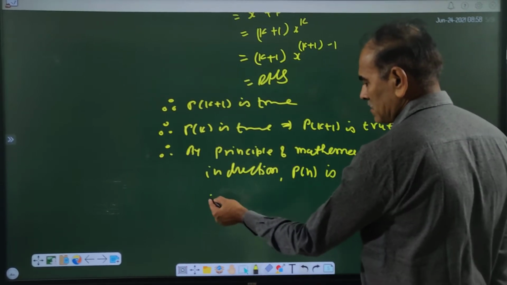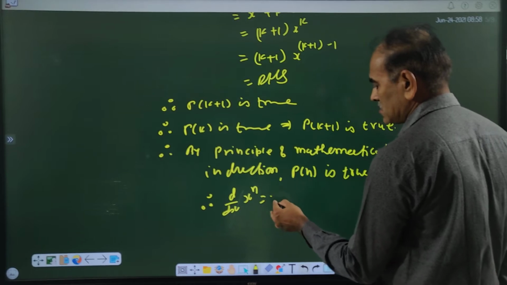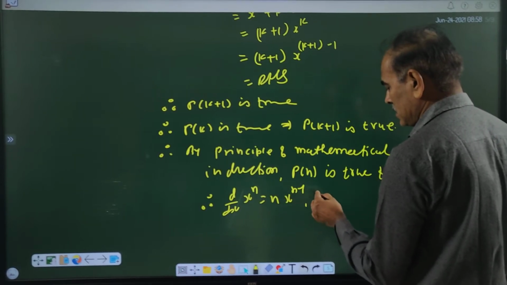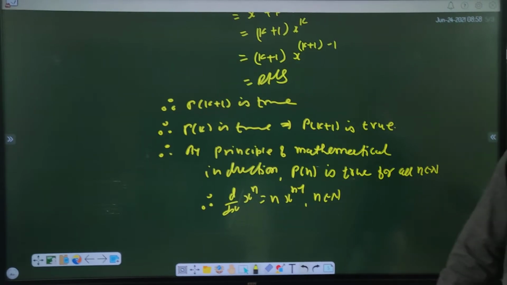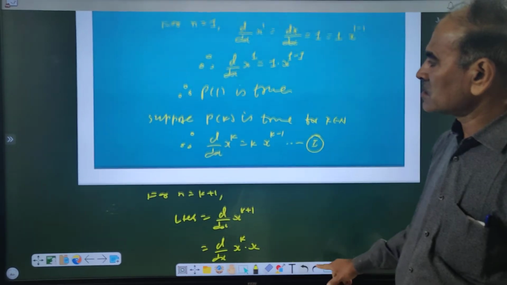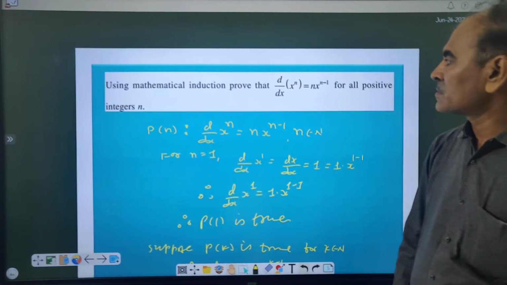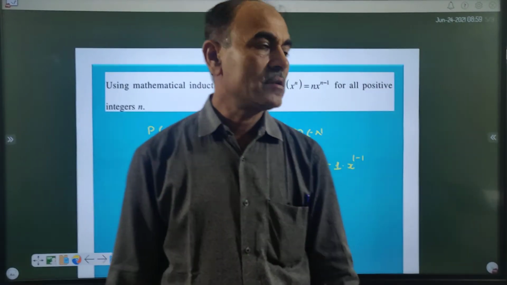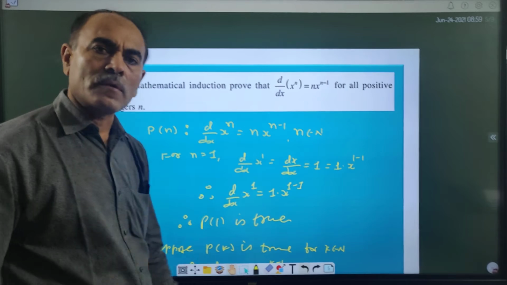And we can write it also. Therefore d by dx of x raised to n is equal to n x raised to n minus 1, for n belongs to N. Clear? So we can prove this result with the help of the principle of mathematical induction also. Using mathematical induction, prove that d by dx of x raised to n is equal to n x raised to n minus 1 for all positive integers n. That means for all natural numbers.